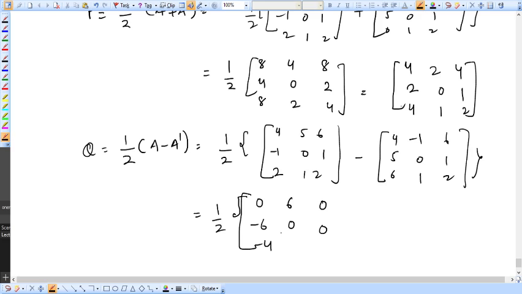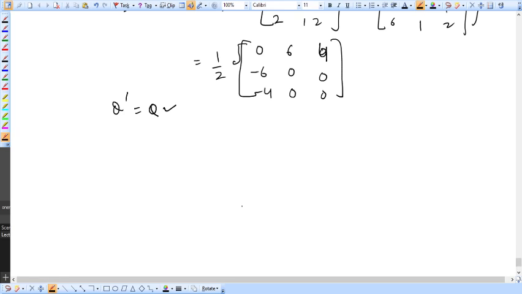One second, we did something wrong. Yes, it was not 6 here, it was 2 1 2, right? So it is 6 minus 2, which must be 4. Now 1 minus 1 is 0 and 2 minus 0. So see, this matrix is, you just calculate here, P transpose is equal to P. Here you calculate Q transpose is equal to minus Q, right?